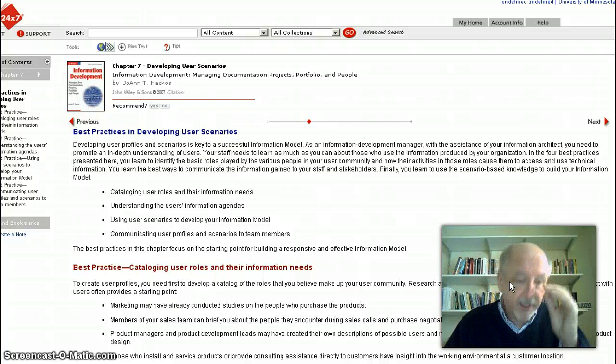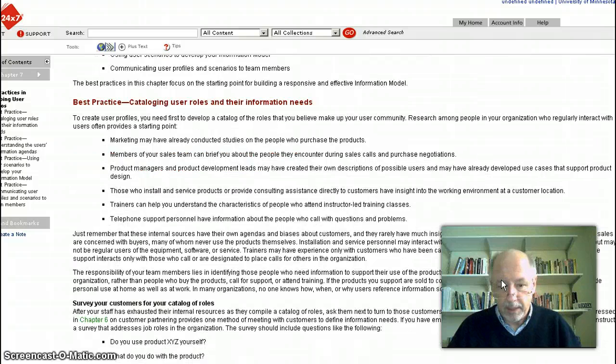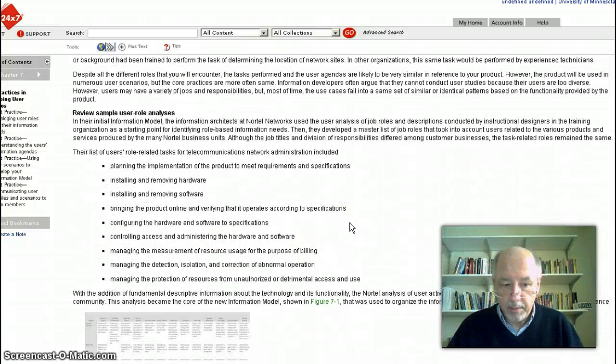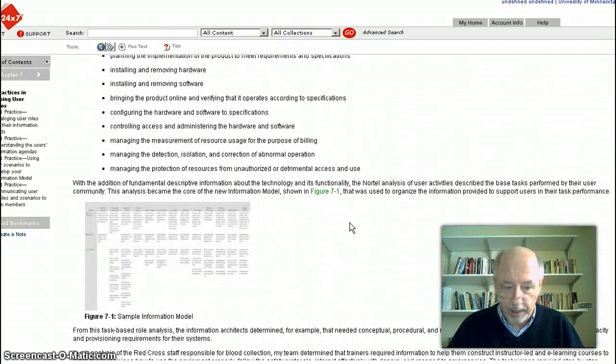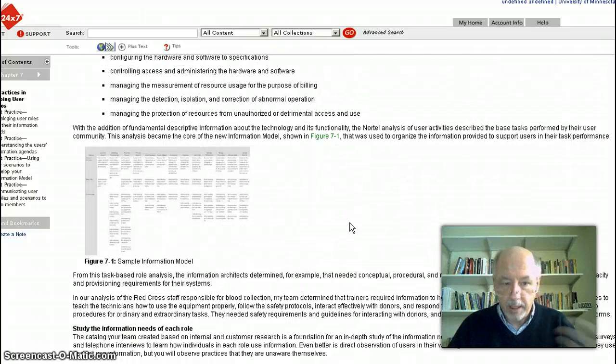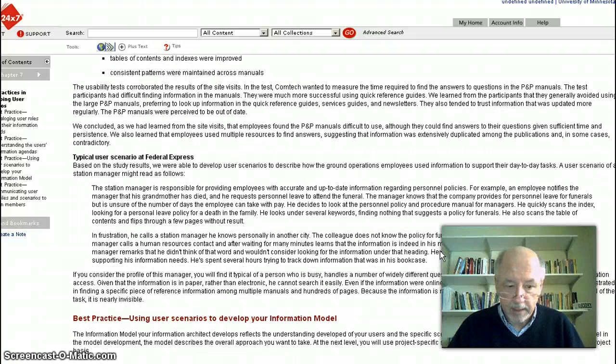Best practices for developing user scenarios will walk you through lots of interesting, helpful information that will give you a sense of how to structure these things. You can survey your customers, you can interview them, there are lots of different ways of finding information, and so reading this material will help you make lots of progress. Typical user scenario at Federal Express.